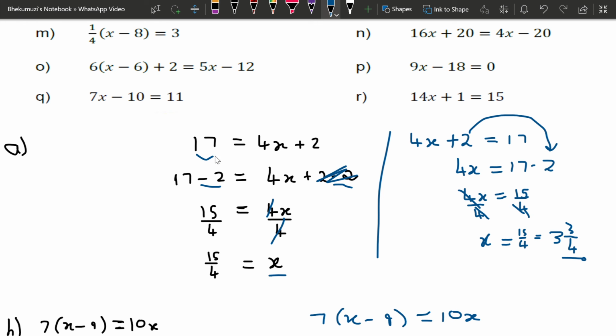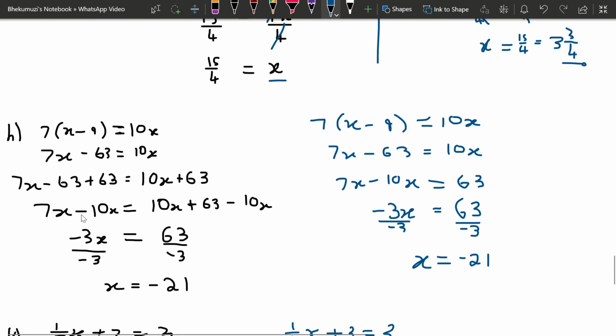And notice something here. The question was phrased as 17 is equal to 4x plus 2, but now we put it as 4x plus 2 is equal to 17. This is also acceptable, because as long as you haven't done anything without balancing the equation properly, then it is still correct. Okay, and then we have the next example.